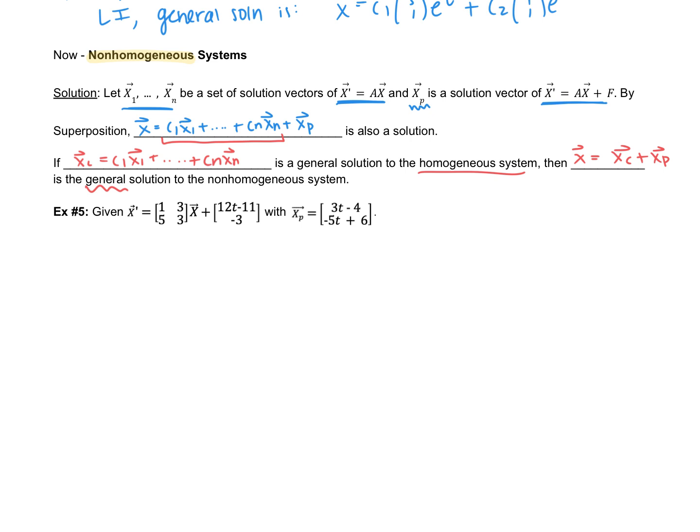So this should be similar to when we did non-homogeneous linear equations. If you remember, we found the complementary solution, and the complementary solution was the solution to the homogeneous system. Then we had to find the particular solution. It's the same thing when we're looking at systems rather than just equations. So let's take a look at our last example.